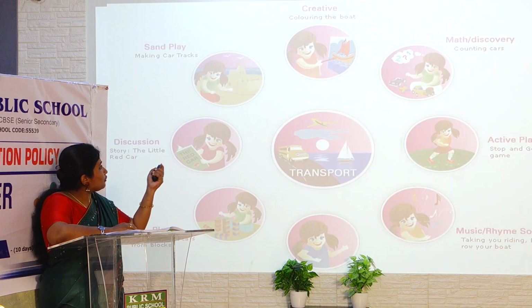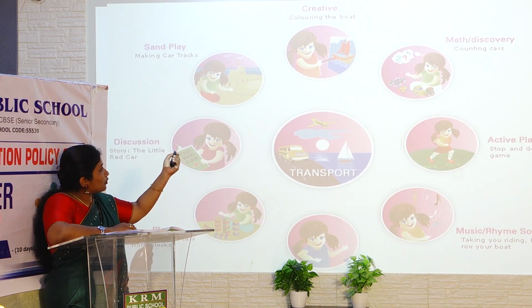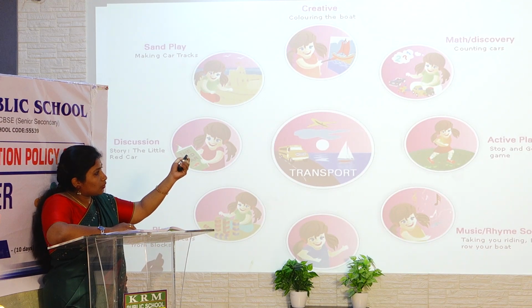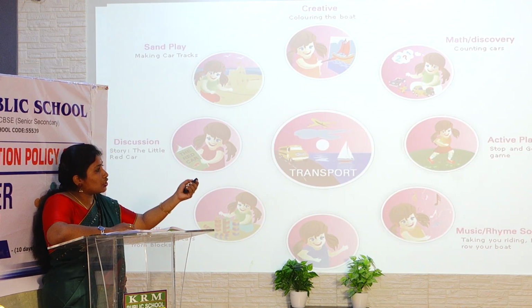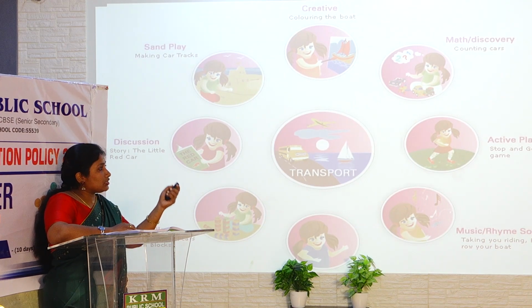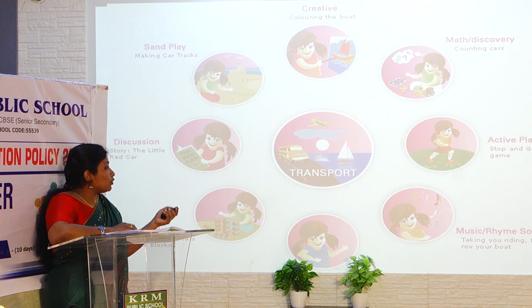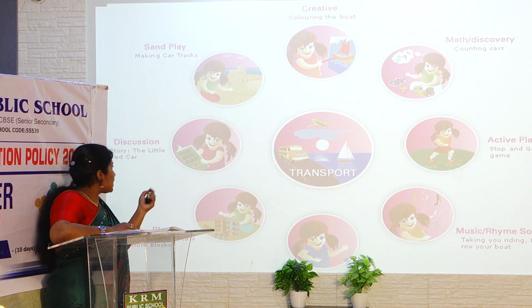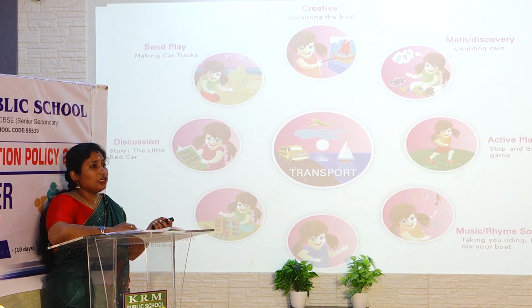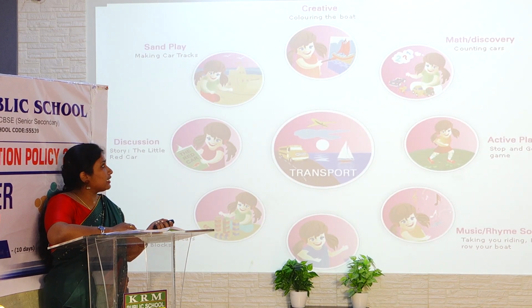Creative coloring on the board. The first one, in transport itself, the maths or discovery, counting the cars. And an activity, a stop and go game. In activity also we can use transport, how to stop and how to start. Music and rhymes: we have many rhymes related to transport, so that also we can introduce. These are examples of how we can do theme based learning through integrated learning.